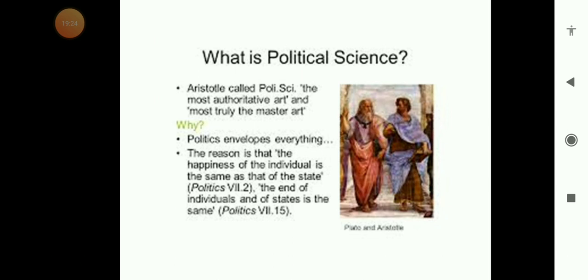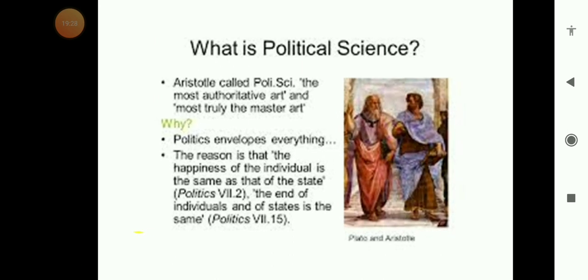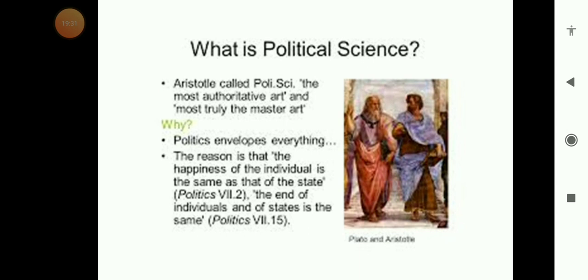And next, moving on, what is political science? In the picture, one is Plato, the guru of Aristotle, and the younger one is Aristotle, who wrote the book Politics, and he is also known as the father of political science. Aristotle called political science the most authoritative art and most truly the master art. So as per him, it is the art that is above every other art.